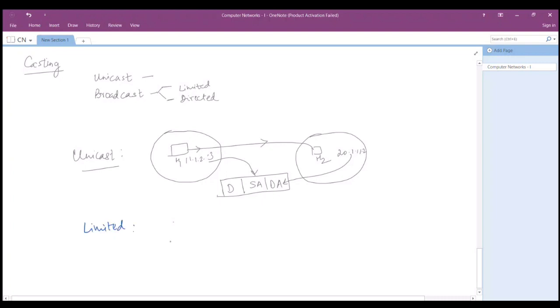The next is limited broadcast. In limited broadcast, there's a network and a host, and this host wants to send to all the hosts of its own network. There would be other hosts as well in this network, and this particular host wants to send the information to all the hosts present within the same network. This is known as limited broadcast.